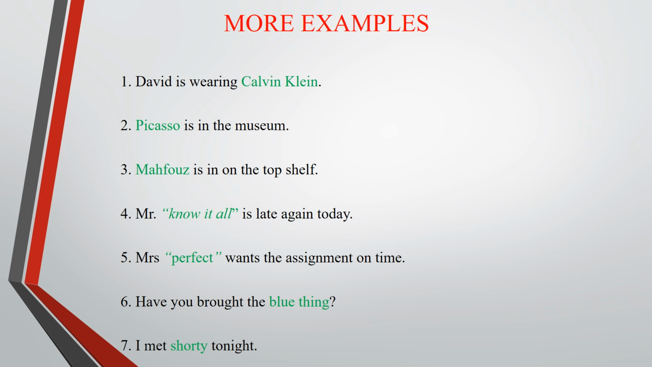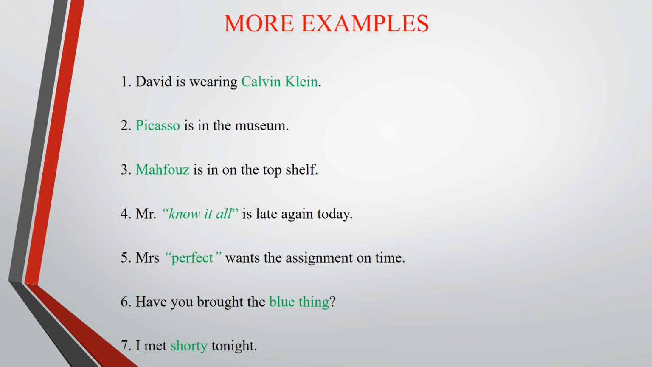Now back to example number 1. David is wearing Calvin Klein. The listener will infer that David is wearing some kind of clothes made by Calvin Klein. And in "Picasso is in the museum," the listener will infer that some work of Picasso is in the museum. And when the speaker says "Mahfouz is on the top shelf," the listener will understand that the speaker is talking about one of Mahfouz's books.